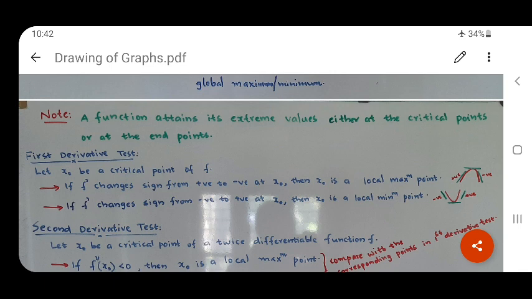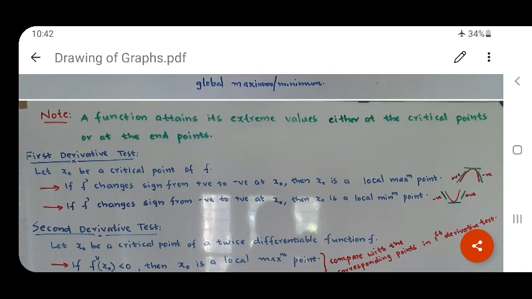So the first derivative test is: if x naught is a critical point and f dash changes sign from positive to negative at x naught, then x naught is a local maximum point. And if f dash changes sign from negative to positive at x naught, then x naught is a local minimum point. So observe that f dash changes sign continuously, because f is a continuous function, and we assume f dash also is continuous. So if it changes sign from positive to negative, then there will be a stage where it attains a zero slope also, and that is a critical point.